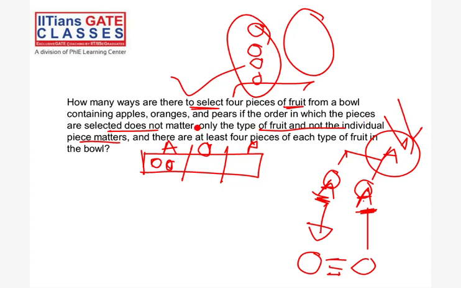So this is the meaning of this line: only the type of fruit and not the individual piece matters. So only the type of fruit matters. Okay. So from this category of apples, if you select one apple, then it does not matter which apple you are selecting. From this set of apples, if you select one apple, there is only one way. Okay, hopefully you got the meaning of this line, right, Santosh? Did you get the meaning of this line?